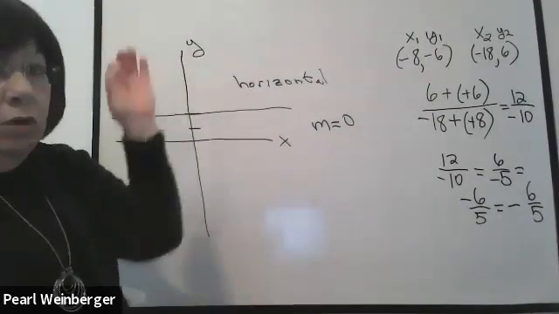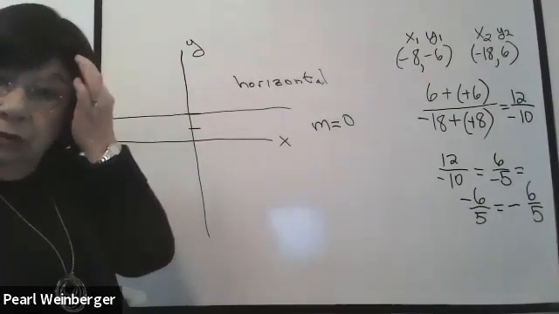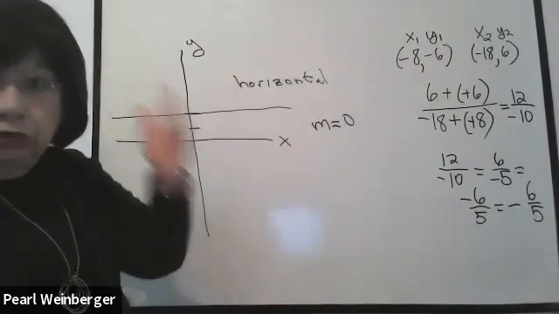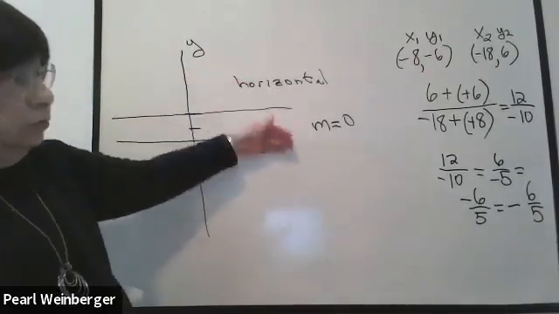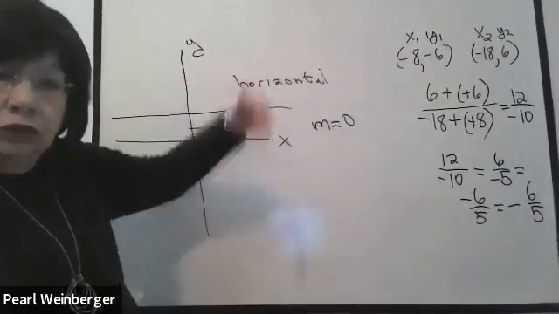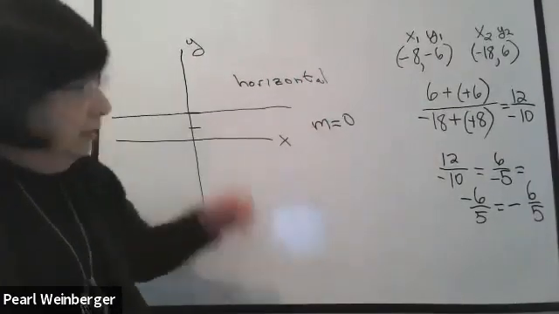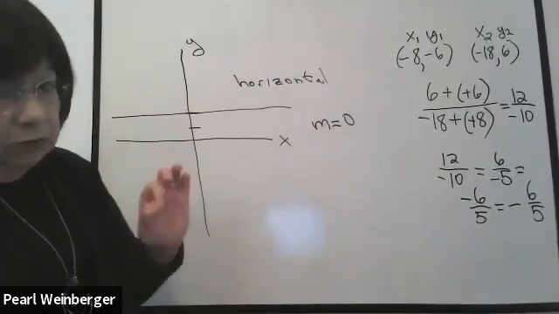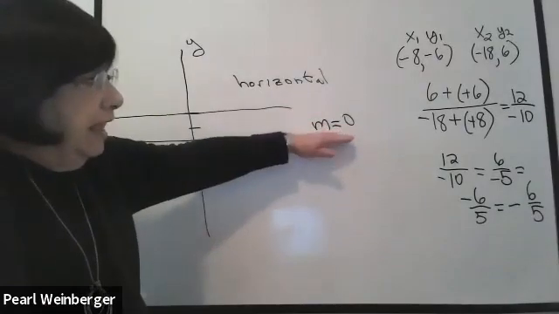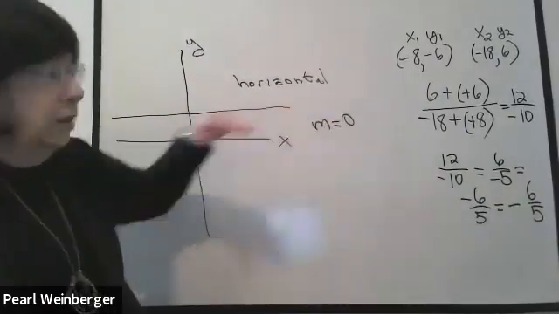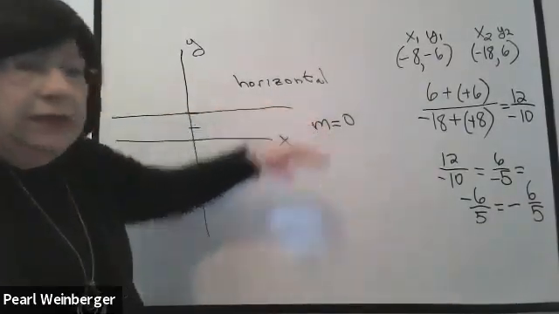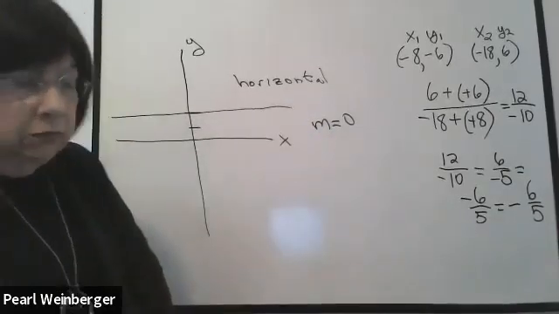Remember, 0 over any number, the 0 is in the numerator. It could be 0 over 1, it could be 0 over 2, it could be 0 over 100. There's no 0 in the denominator. That always equals 0. A horizontal line has a slope of 0.